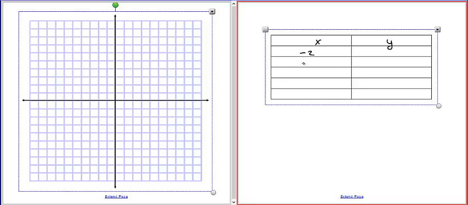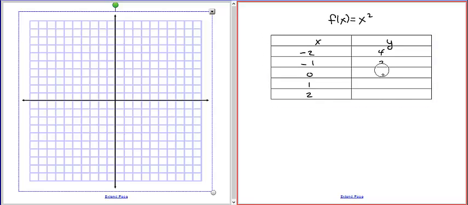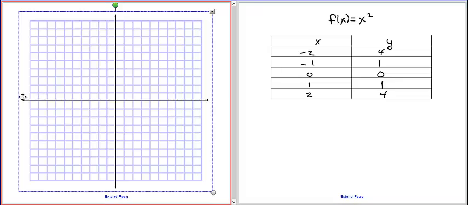So we'll go -2, -1, 0, 1, 2. Okay, so the function is x squared. That's our parent function. So if you calculate the y values, you'll get 4, 1, 0, 1, and 4. Okay, so if we want to plot this on this graph, we'll use the scale that we've been using a lot.